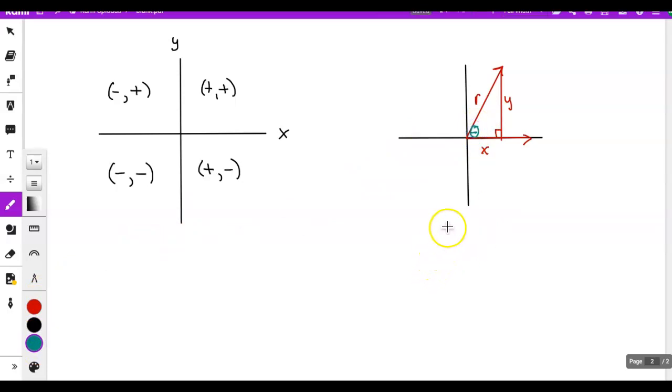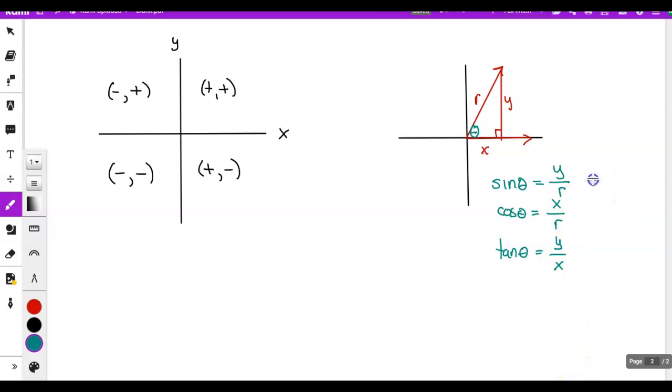And so if you SOHCAHTOA this theta with respect to x, y, and r, you get that the sine of theta is opposite over hypotenuse. The cosine of theta is adjacent over hypotenuse. And the tangent of theta is opposite over adjacent.